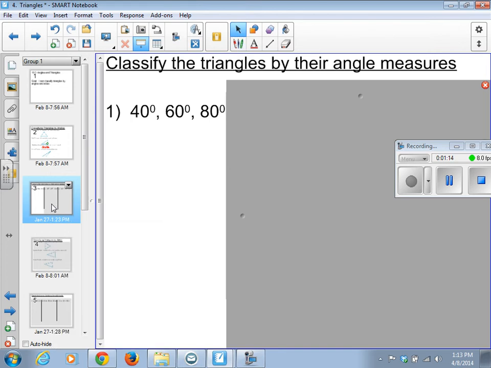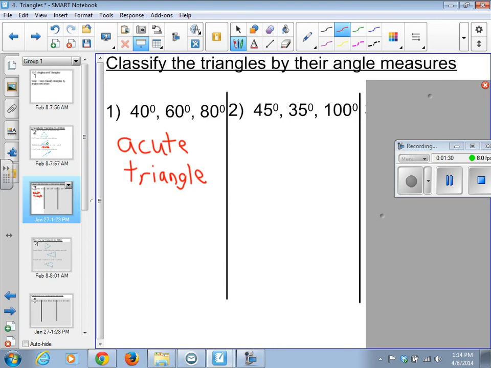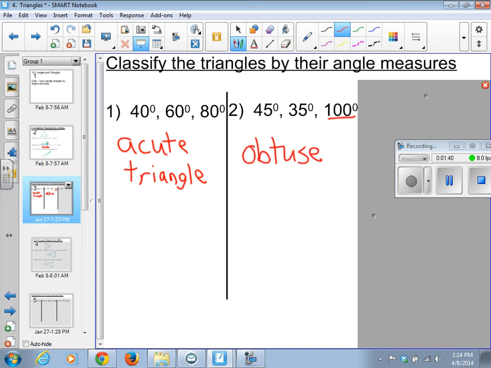Let's get rid of that. So a triangle with three angles, 40 degrees, 60 degrees, 80 degrees. Those are all acute angles. Therefore, we have an acute triangle. Next, we look at a triangle with measures of 45 degrees, 35 degrees, and 100 degrees. Well, one of our angles is obtuse. Therefore, we have an obtuse triangle.